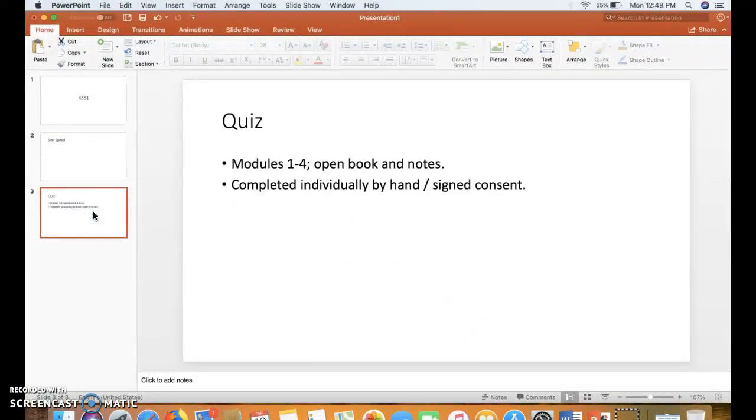And then this week you have a quiz. It's going to cover modules 1 through 4. It is open book and open notes. It needs to be completed individually by you by hand. So you're going to see when it opens up on Friday at 8 o'clock. It's due by Sunday 11:59 p.m.